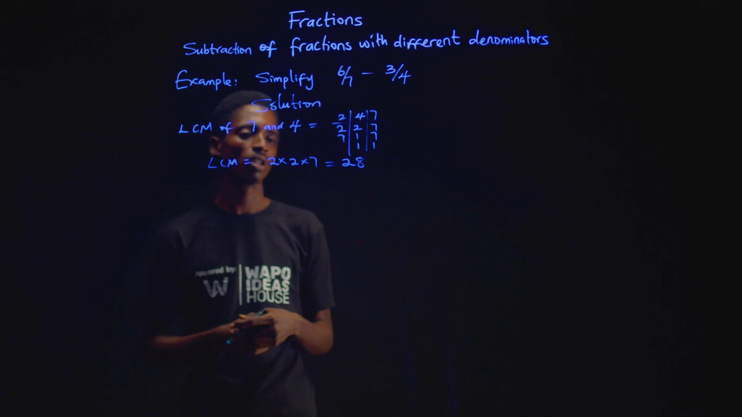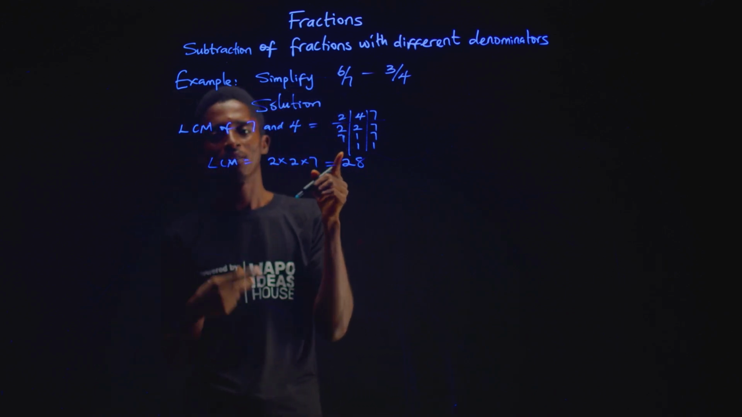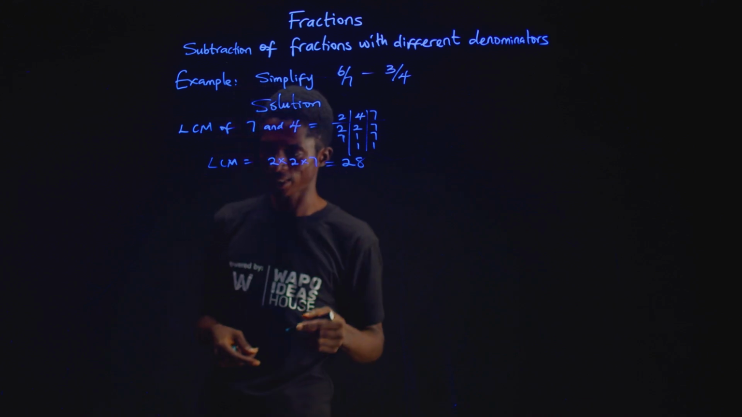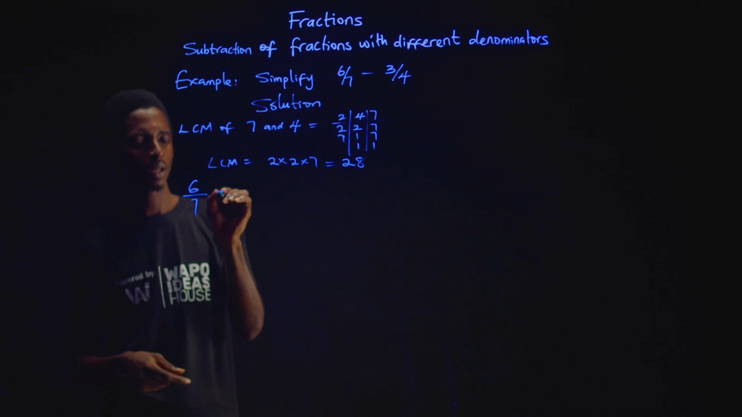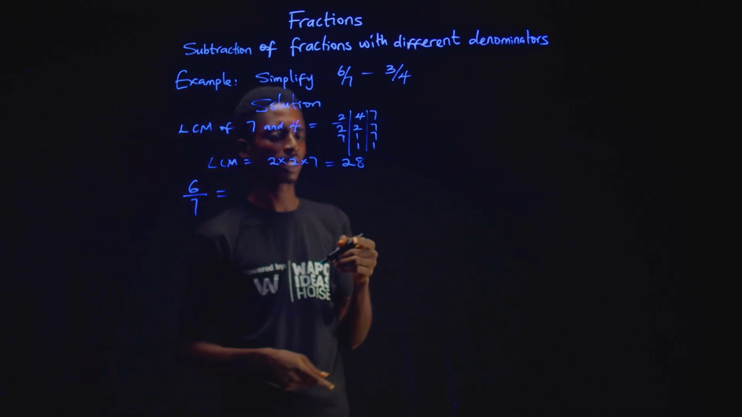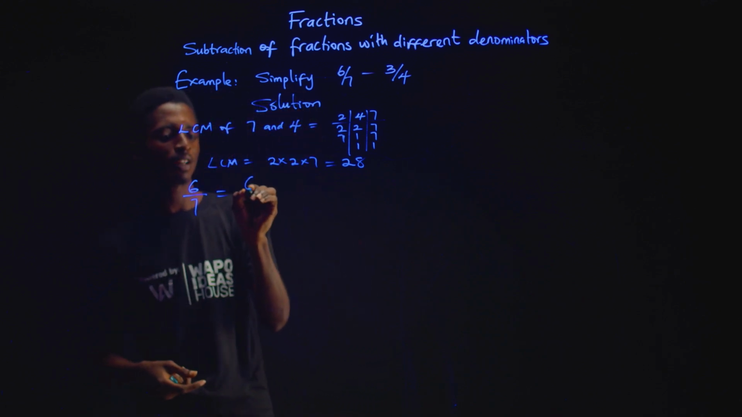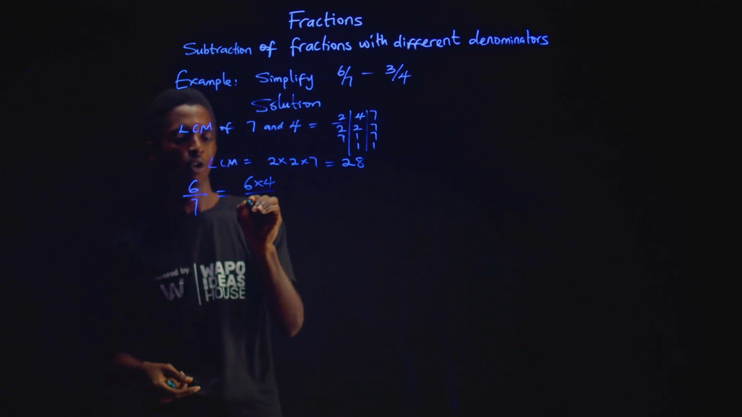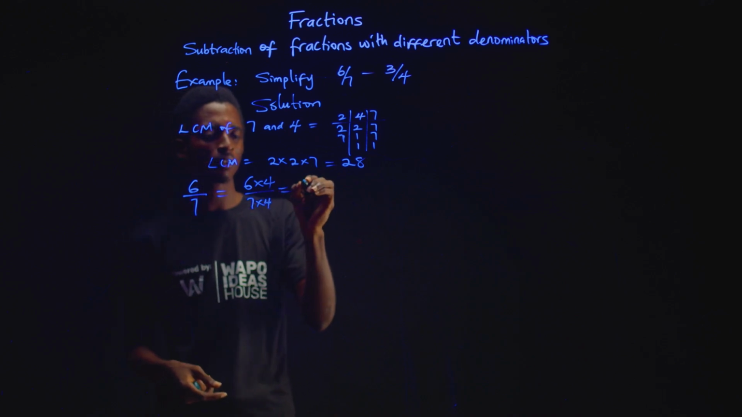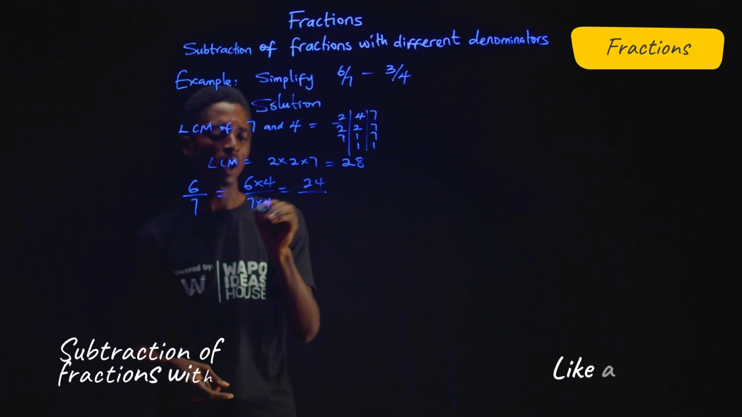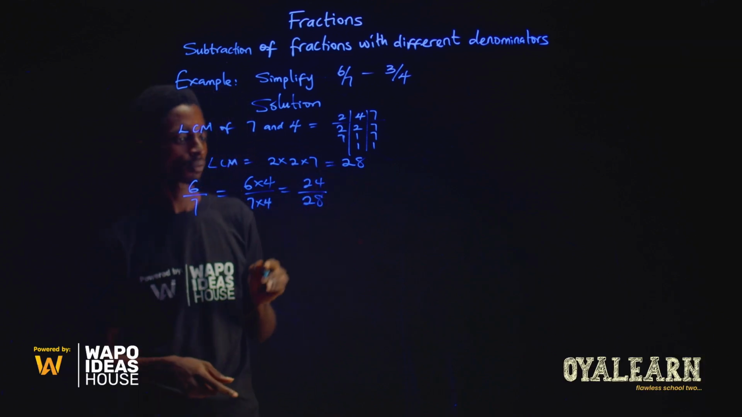such that the denominator will be common, and the value of the denominator has to be 28. So let's bring 6 over 7 that way. Now, 7 times what will give us 28? That's 7 times 4. So we multiply numerator and denominator by 4. And 6 times 4 will give us 24, while 7 times 4 will give us 28.